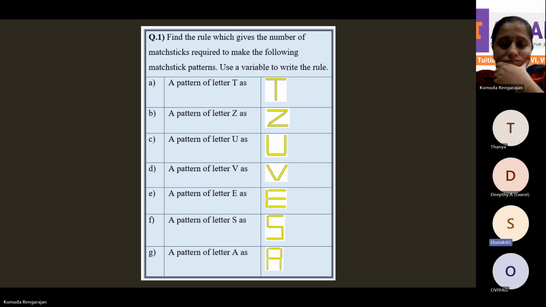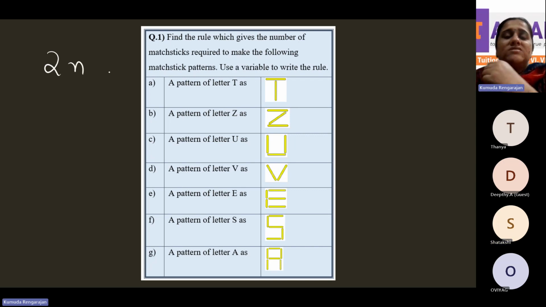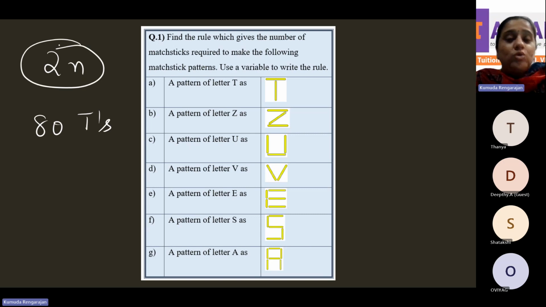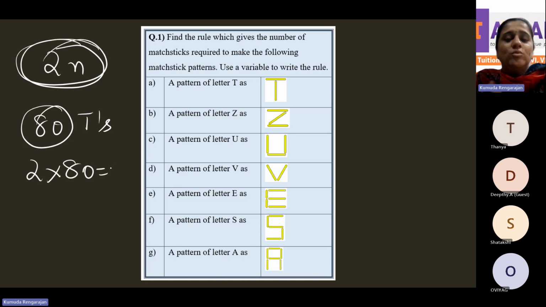Can we take n's value any number? Yeah, this is a general rule. Supposing you want to make 80 T's, then using this rule, you can find how many matchsticks you need. Take n as 80. Then to make 80 T's, you need 160 matchsticks. So using the rule, you can find how many matchsticks you need to make the number of T's you want.